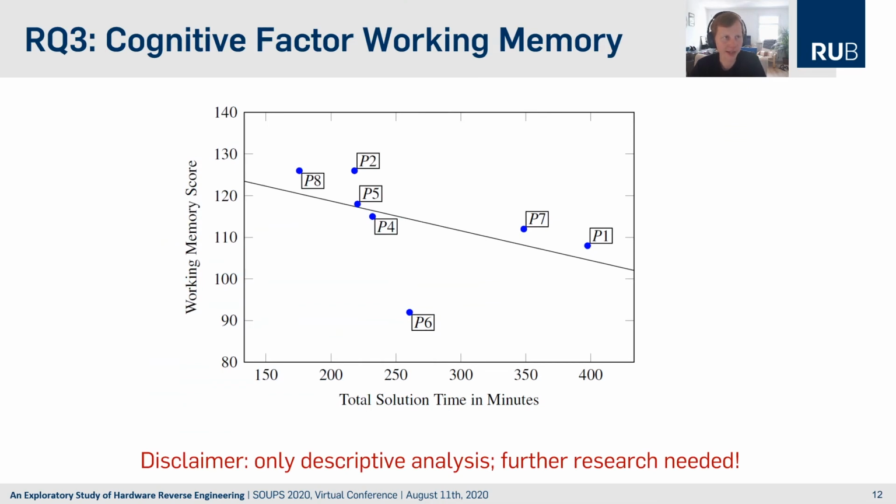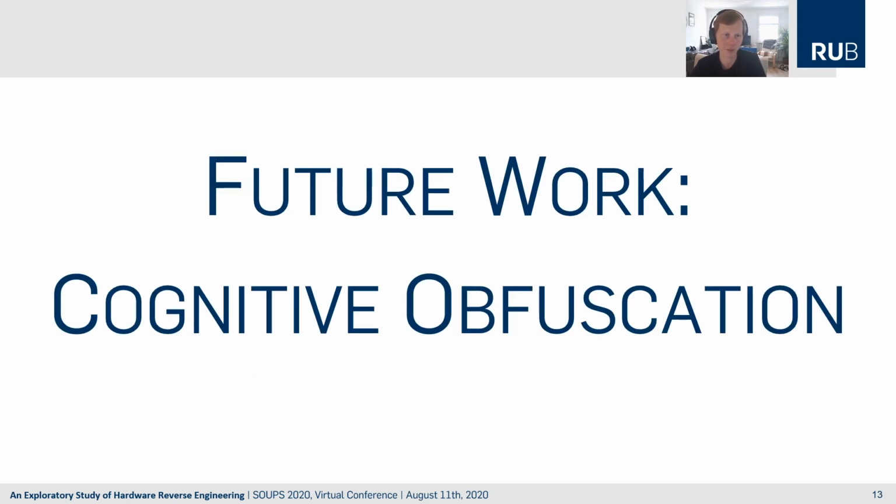Another interesting finding regarding RQ3 is that participants with a higher working memory score tended to solve the assignment more quickly. But as a disclaimer, this is only a descriptive analysis. We didn't calculate anything due to the low number of participants, so we need further research in the future, and this can only serve as a first indication.